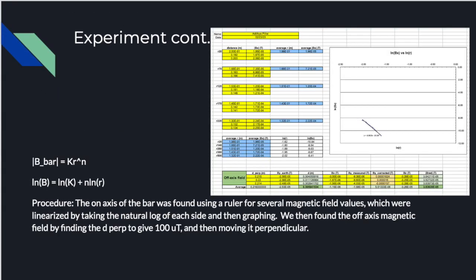After we found the magnetometer on the phone, the on-axis of the bar was found using a ruler for several magnetic field values, which are linearized by taking the natural log of each side and then graphing as shown above. We then found the off-axis magnetic field by finding the d-perp to give 100 microteslas and then moving it more perpendicular to give a 45-degree angle.